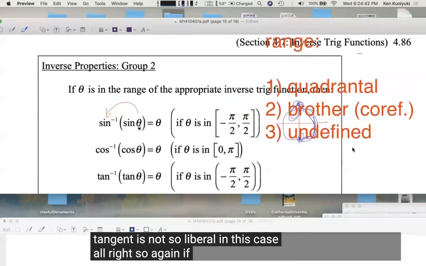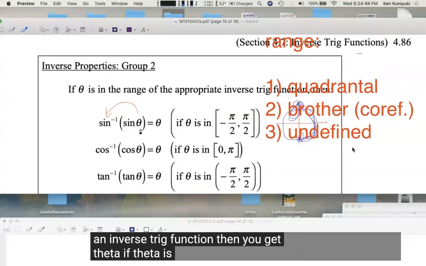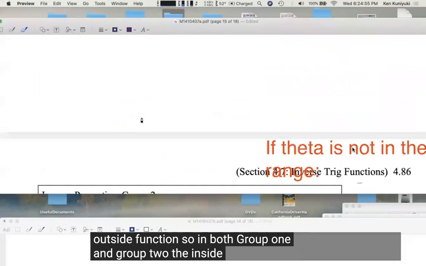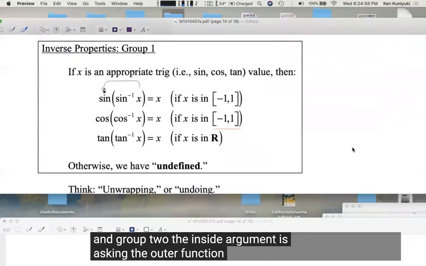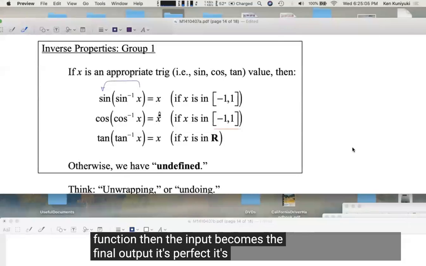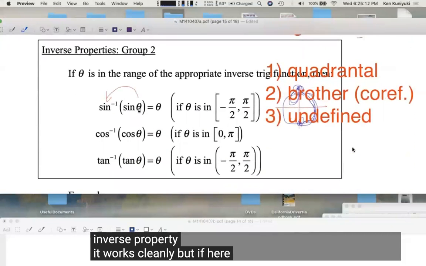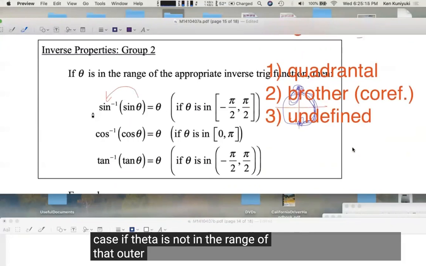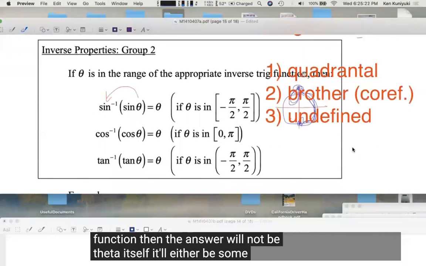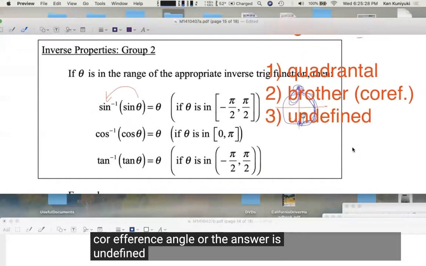All right, so again, if theta is in the range of the outside function, which is an inverse trig function, then you get theta. So in both group 1 and group 2, the inside argument is asking the outer function, am I in your range? If it is in the range of the outer function, then the input becomes the final output. It's perfect. It's a great inverse problem. It works cleanly. But if theta is not in the range of that outer function, an inverse trig function, then the answer will not be theta itself. It'll either be some other quadrantal angle, some other brother or coreference angle, or the answer is undefined.